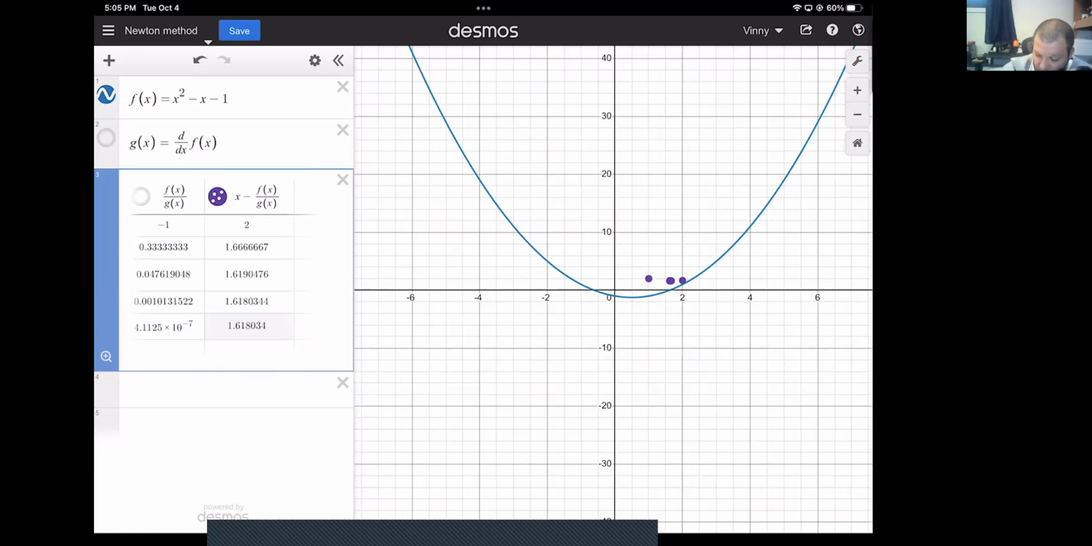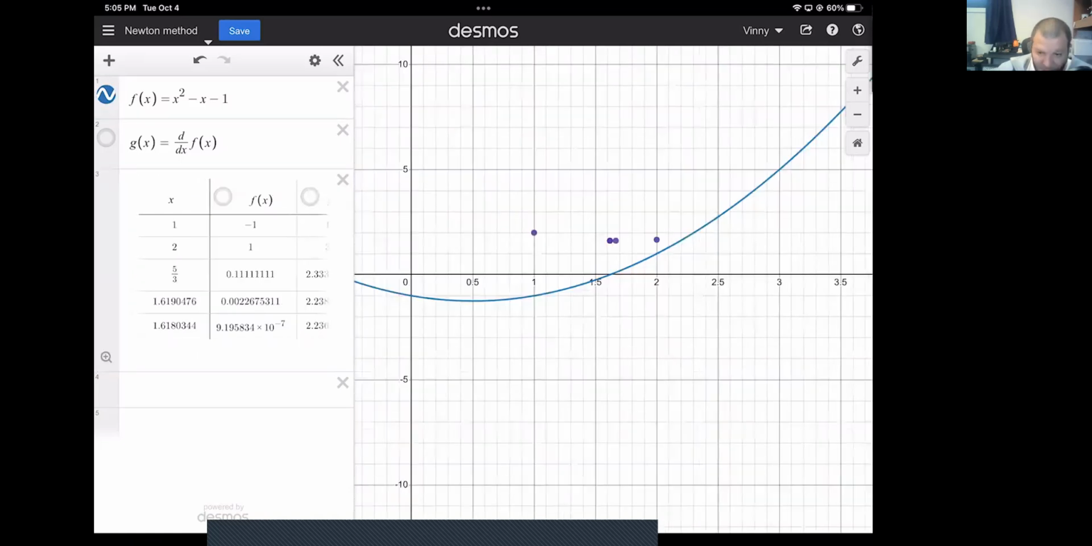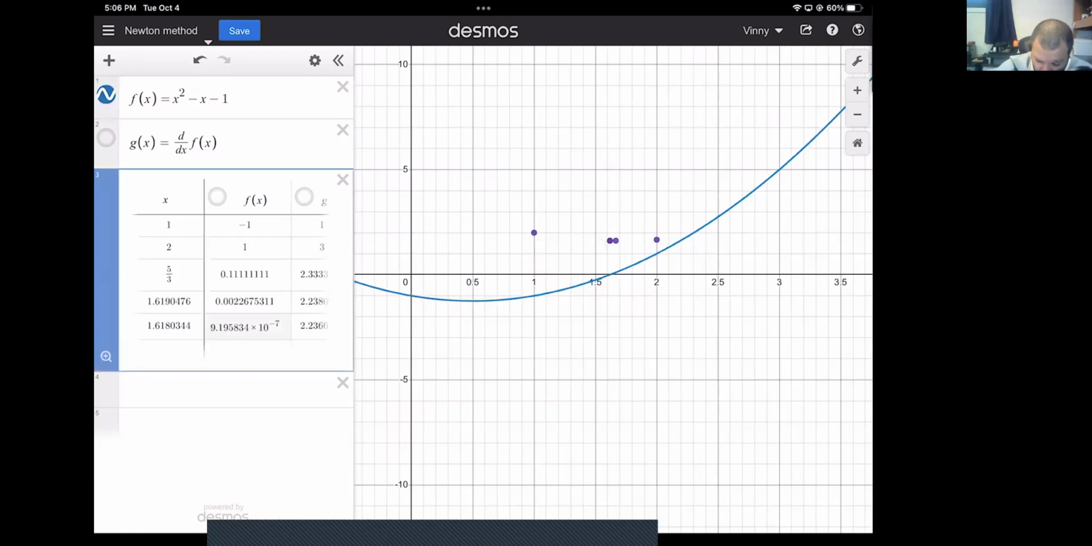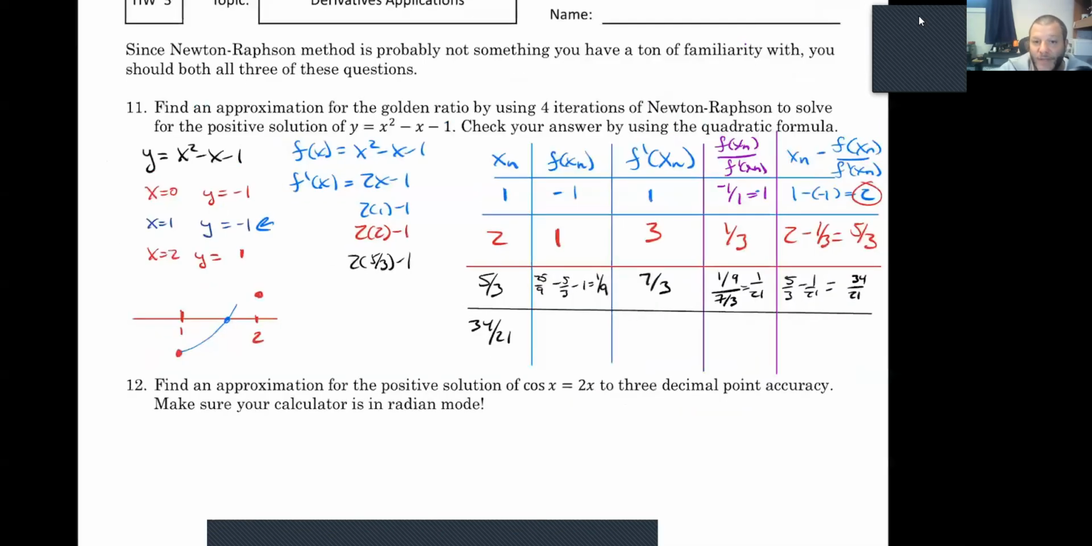Right, so that would be kind of our estimate, that would be our guess. Notice that at this point, we're actually better than Desmos. Desmos is a paltry 1,000th place. We're already accurate up to, I don't know, much more than that. So this would be our approximation for the root, which is the golden ratio, by the way. That's the goal for this question, to find the golden ratio.